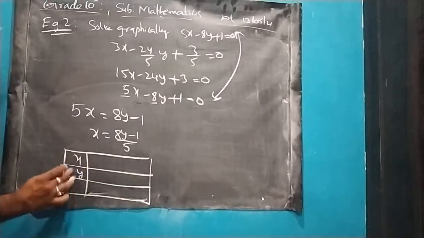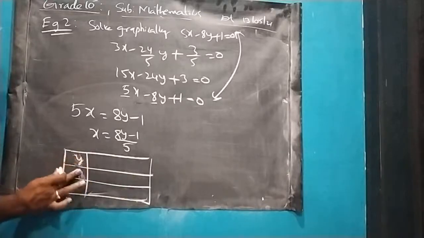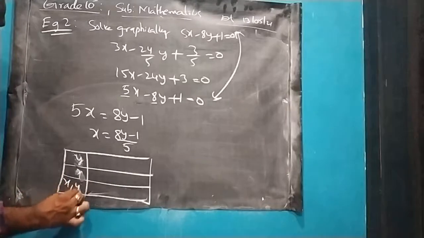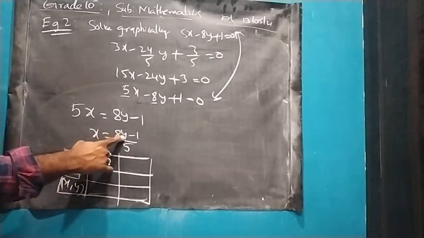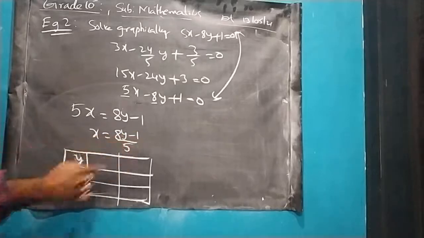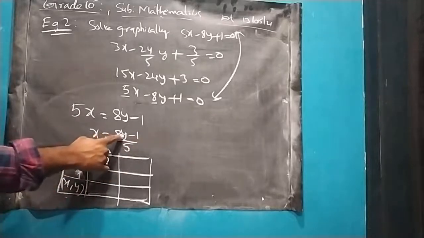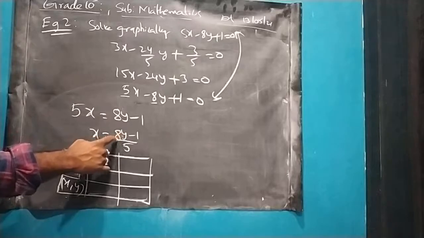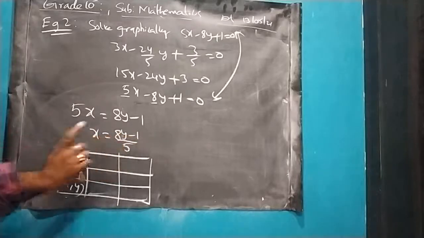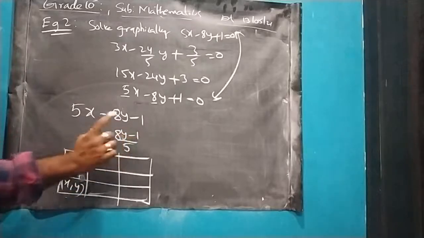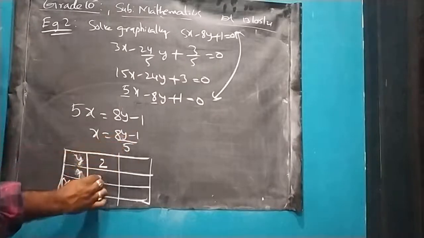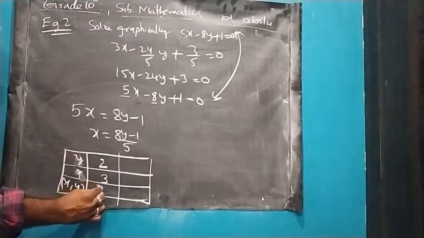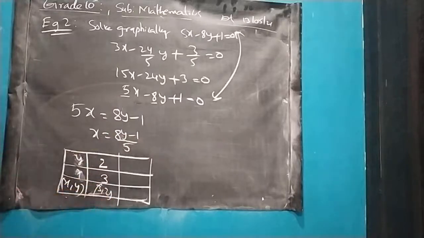X, y. Sorry, we have to substitute y now first. Here x, here x comma y. Okay, let me substitute 1 first. 0, if I substitute, it will become 1 by 5. No. If I substitute 2, 8 times 2 is 16 minus 1, 15. 15 by 5 is 3. So the point is 3 comma 2. One point is okay for us.